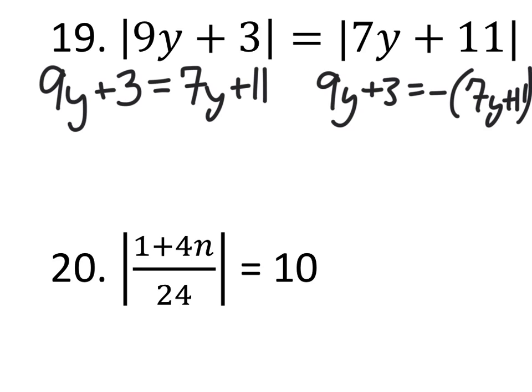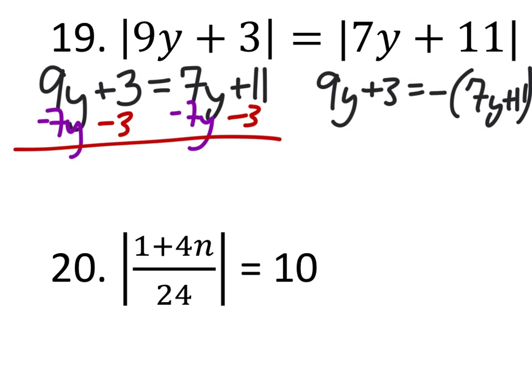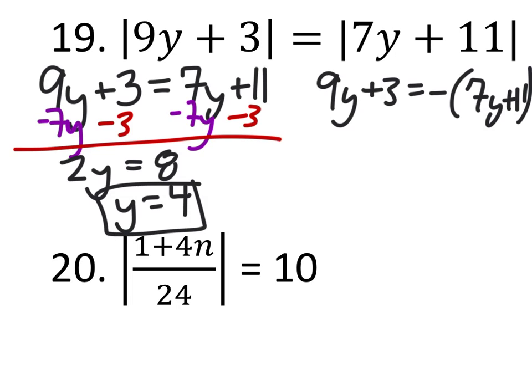So let's solve the equation on the left. We'll subtract 7y from both sides, and we'll subtract 3 from both sides as well, giving us 2y equals 8. So it looks like y is 4 right here. So that's one of our answers. y is 4.